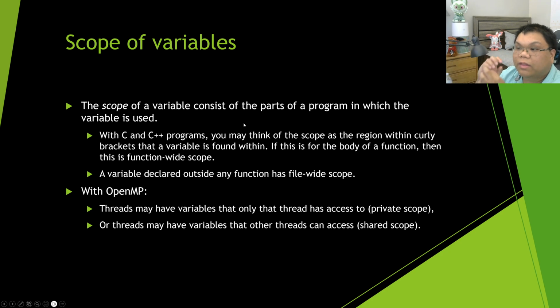The scope of a variable consists of the parts of a program in which the variable is used. With C and C++ programs, you may think of the scope as the region within curly brackets that a variable is found within. If this is the body of a function, then we're looking at function-wide scope. If we declare a global variable, then that has file-wide scope. With OpenMP, threads may have variables that only that thread can access, that's private scope, or variables that other threads can access, that is shared scope.